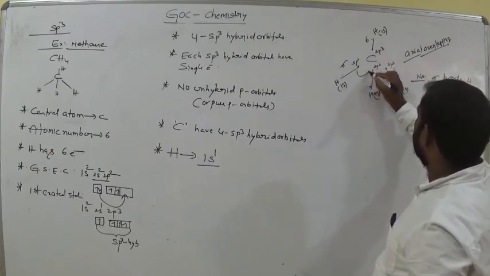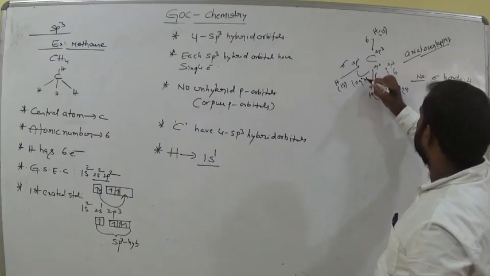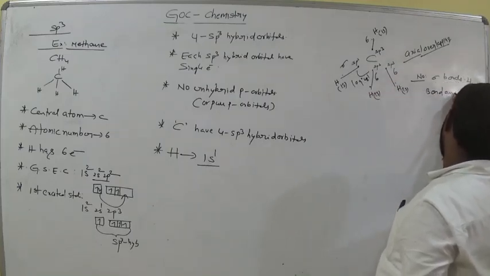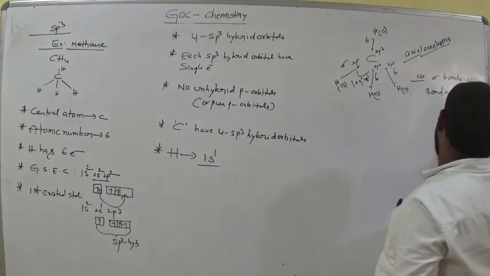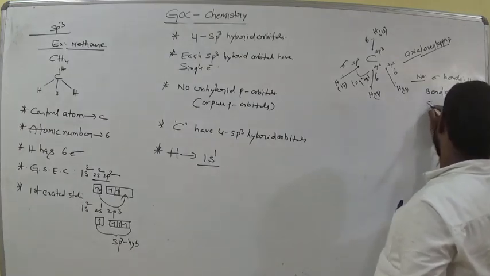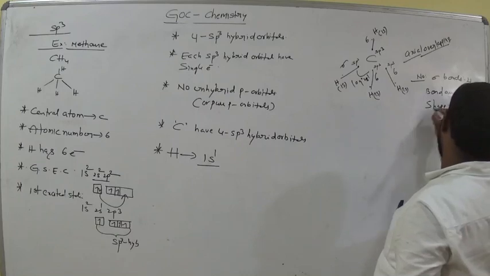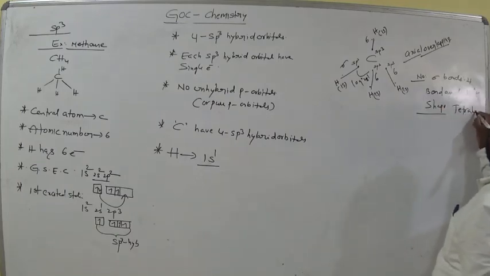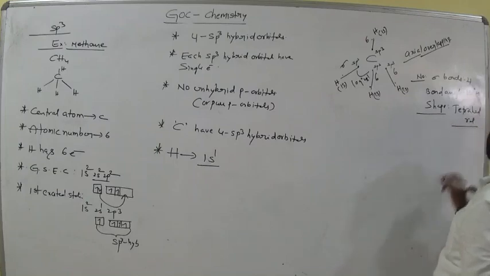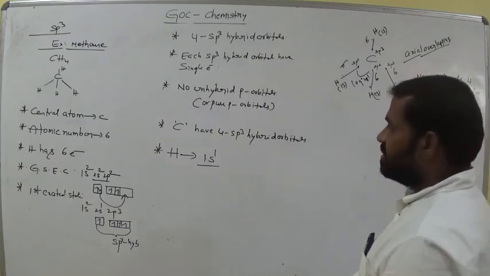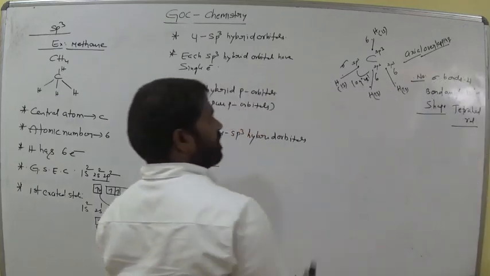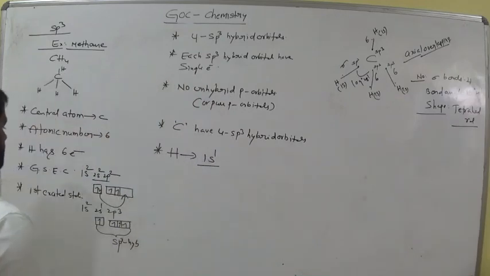What is the bond angle? 109 degrees 28 minutes. The shape of the molecule, or geometry of the molecule, is tetrahedral. Am I right? Tetrahedral geometry. Is it clear, all of you? Later I will explain its orbital diagram structure. Okay.